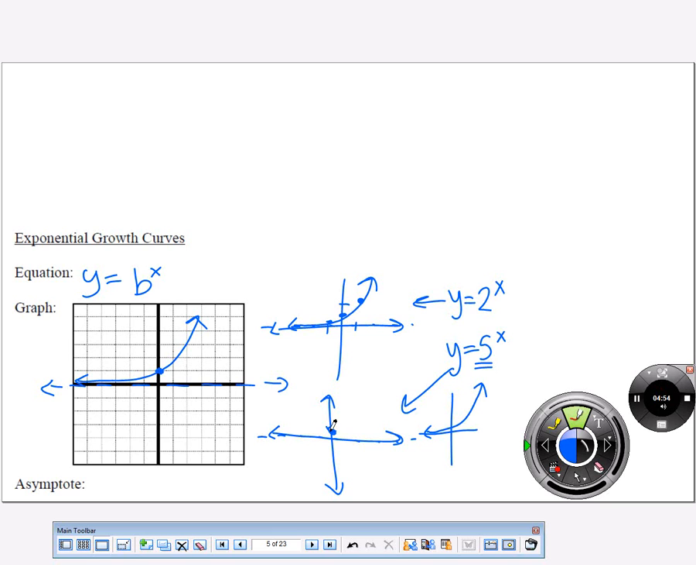What happens when I plug in 1 to this equation? What's 5 to the first power? 5. Okay, so when I plug in 1, I get 5. And when I plug in -1, what do I get? 1/5, right? Like flip it over.